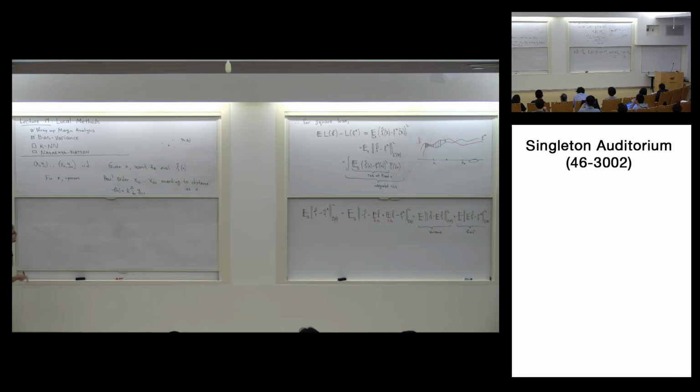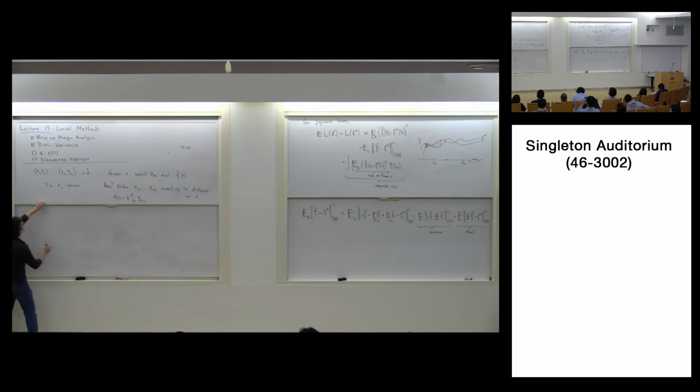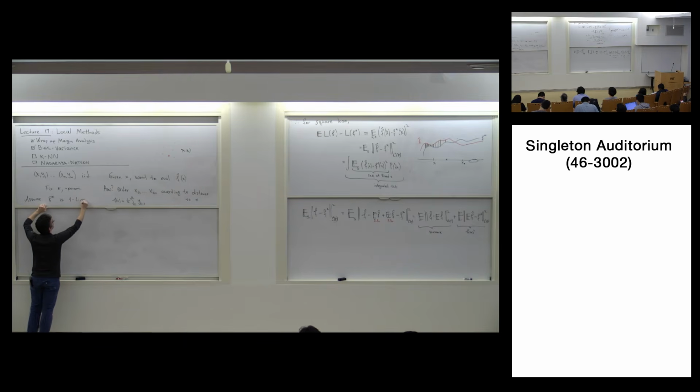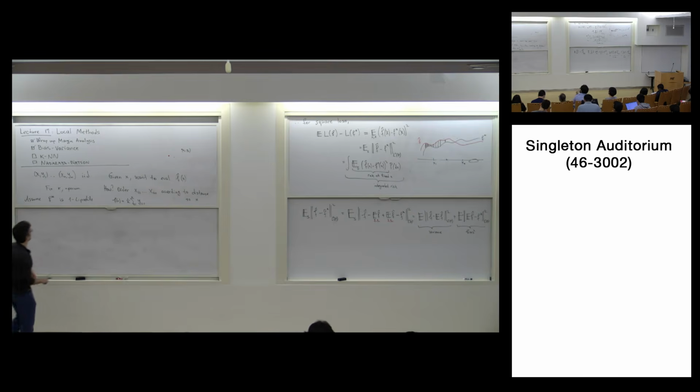So let's look at, right, so we're going to assume that f star is, let's say, 1 Lipschitz. 1 Lipschitz in the L2 norm. Why do we need to assume this?